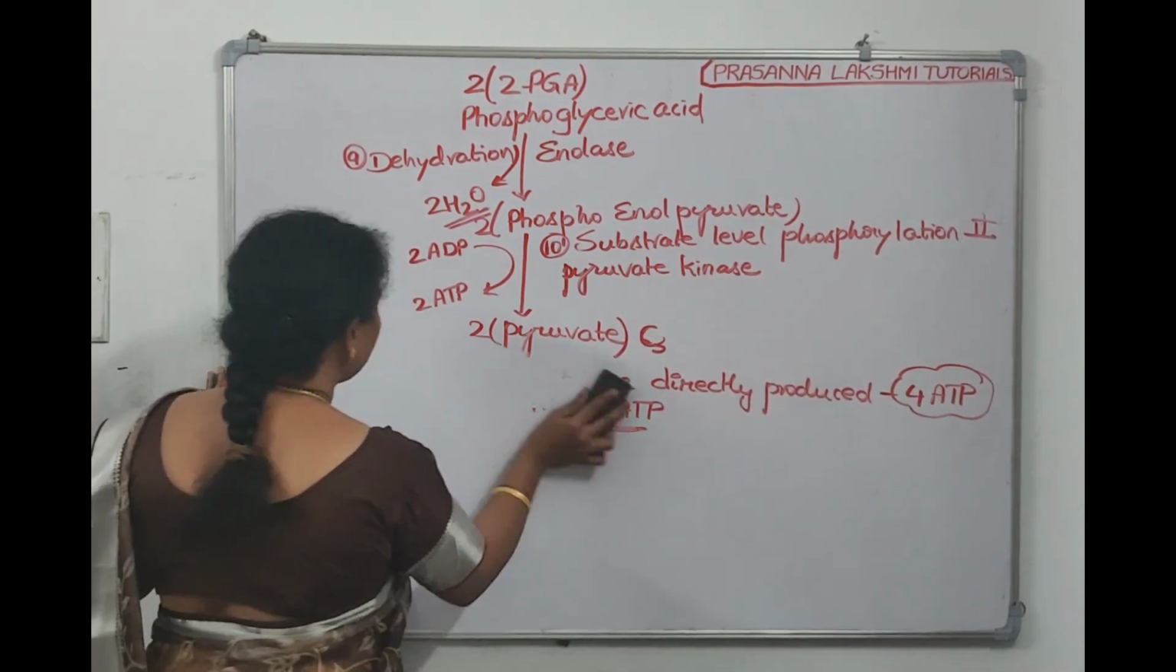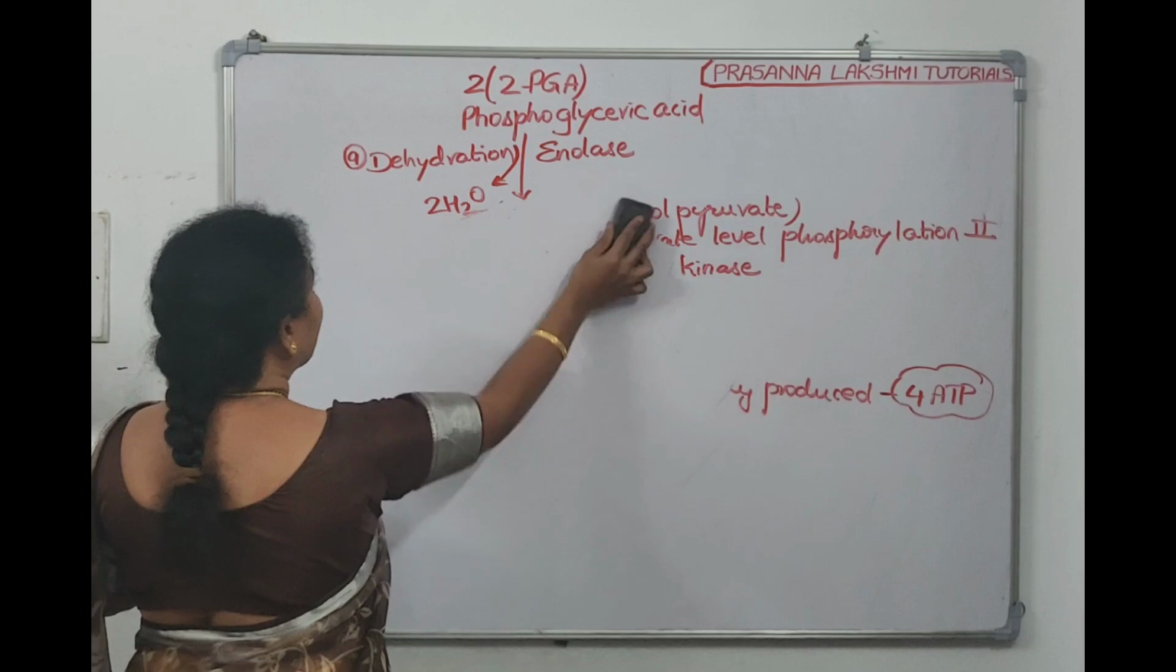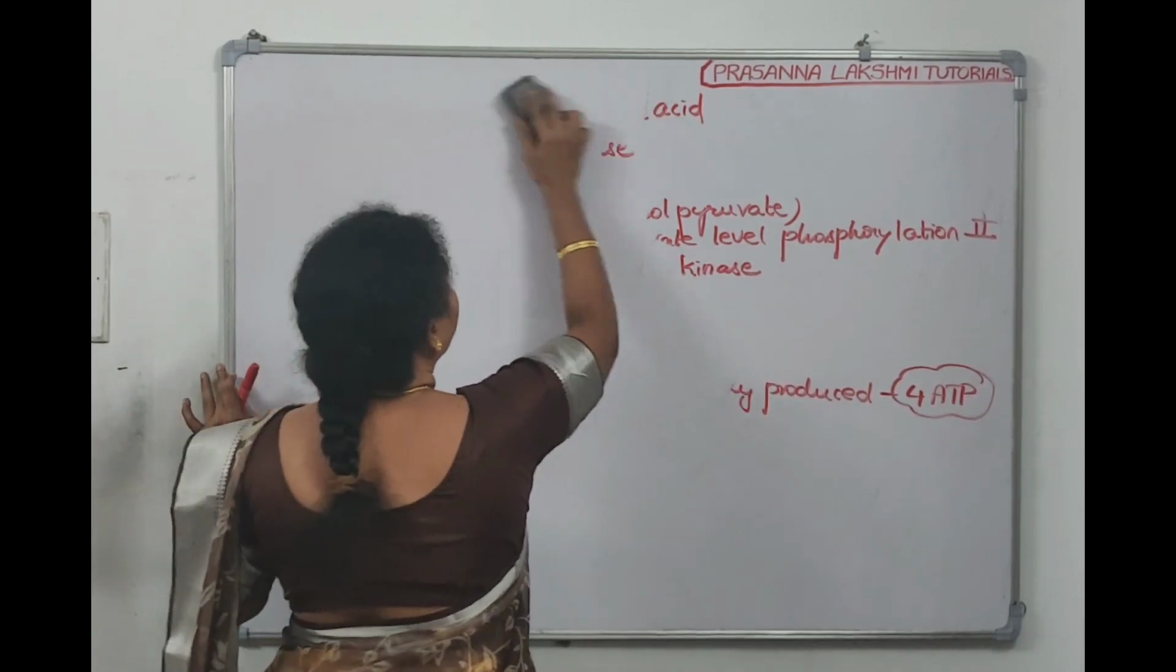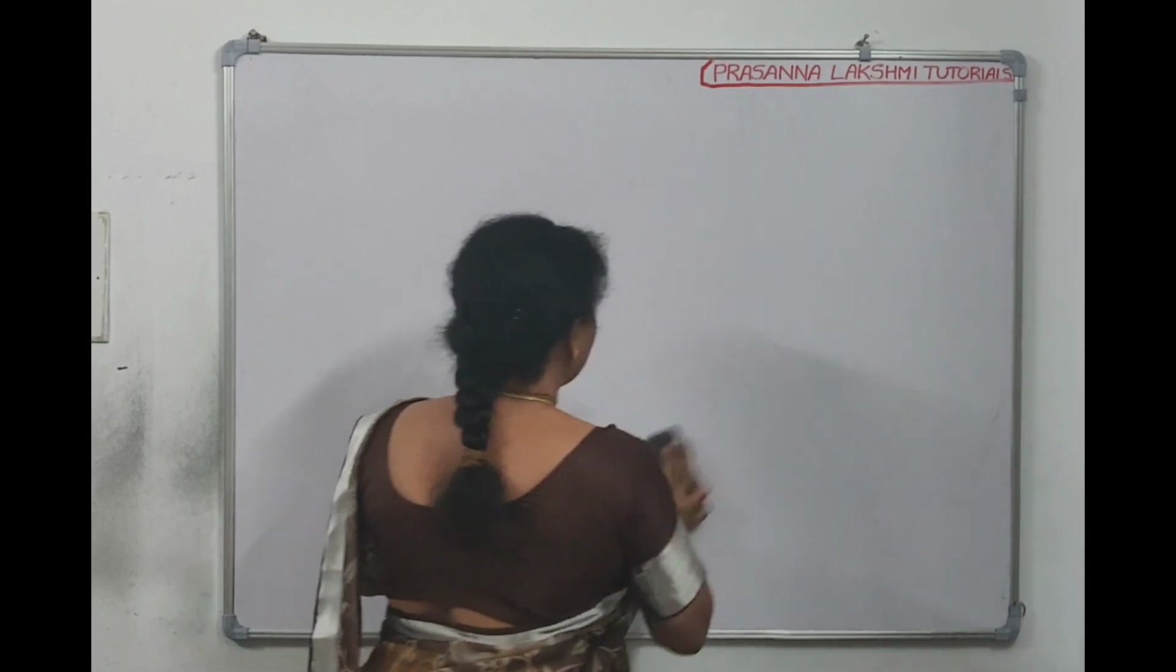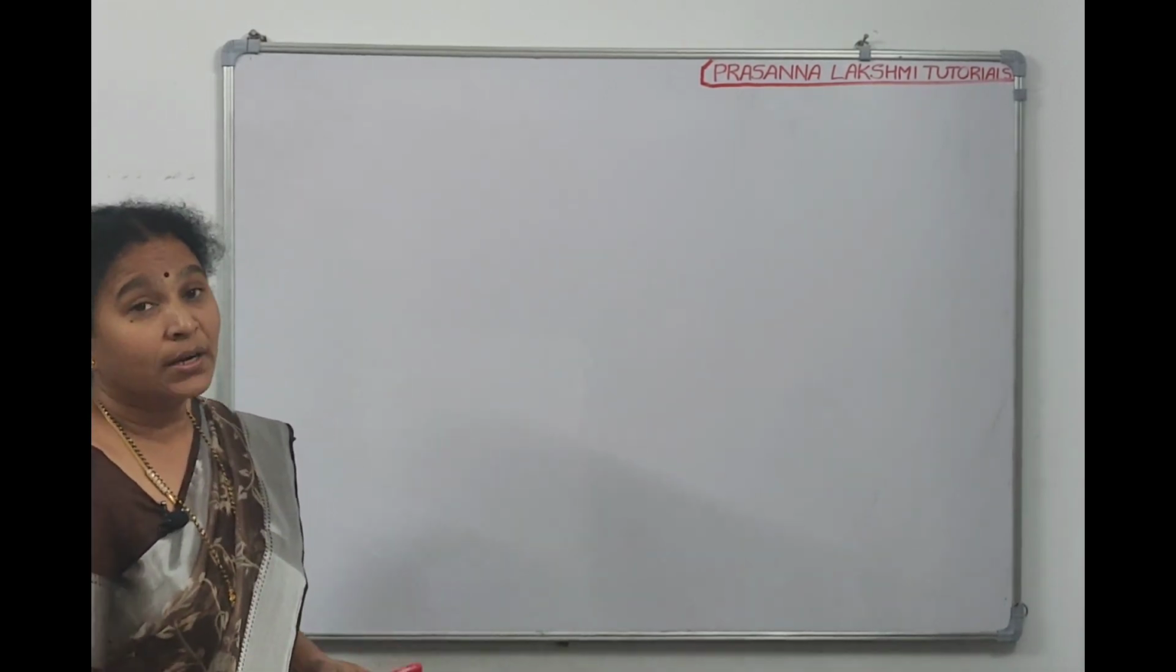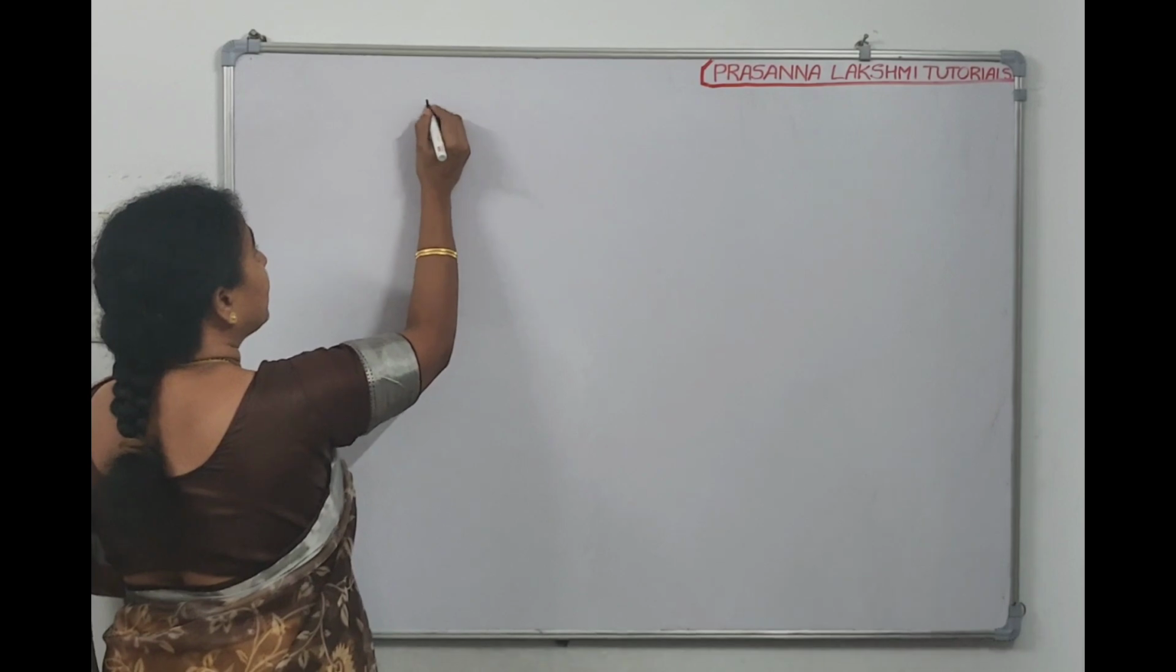Right. Now, what is the end product of glycolysis? The end product of glycolysis is pyruvic acid. Now, what is the fate of pyruvate?